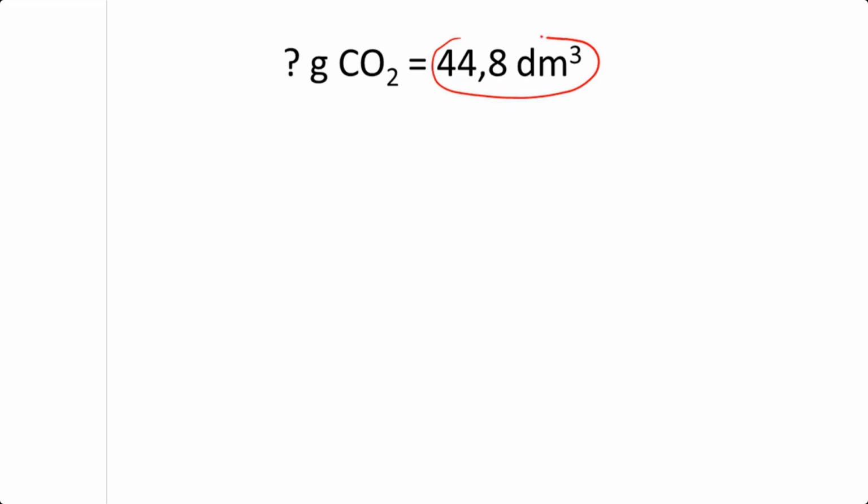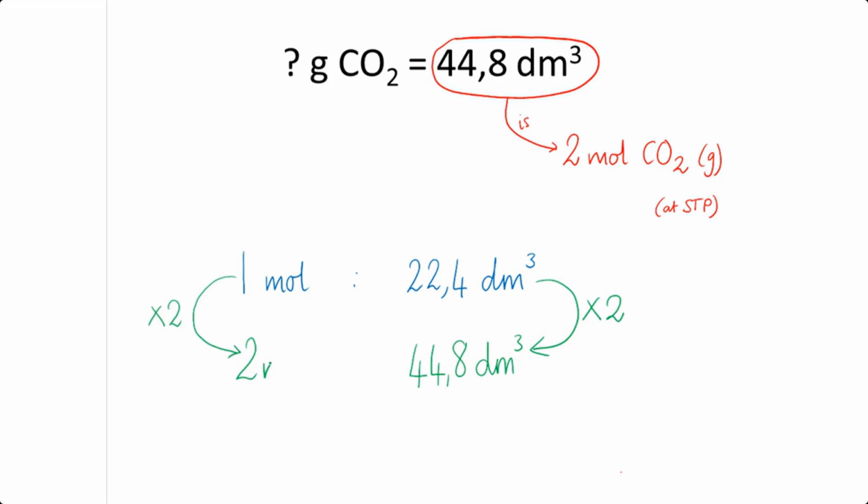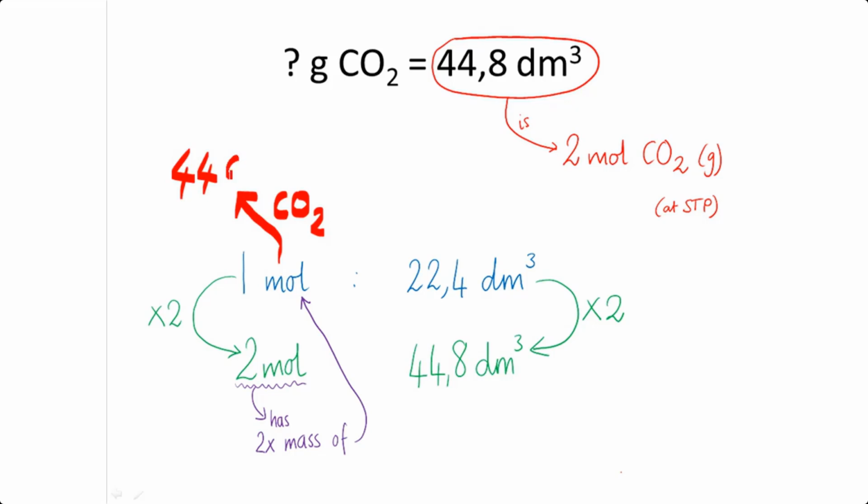This is actually very easy. We should immediately see that we have 2 moles of carbon dioxide, of course, as long as this is all at STP. How do we see that? Well, 1 mole at STP takes a volume of 22,4 decimeters cubed, and 44,8 is double 22,4. So we must have 2 moles of carbon dioxide here. And so we obviously have double the mass that we had if we only had 1 mole of carbon dioxide. Can you remember that 1 mole of carbon dioxide has a mass of 44 grams? So we must have double that, 88 grams.